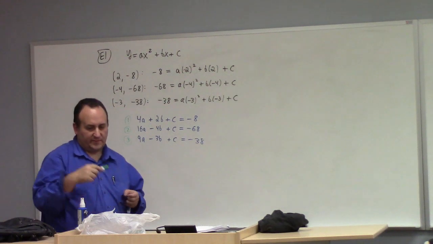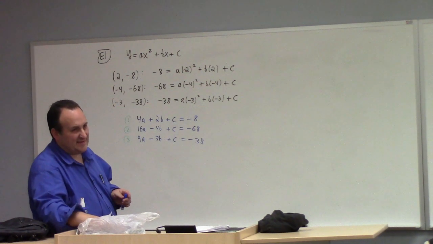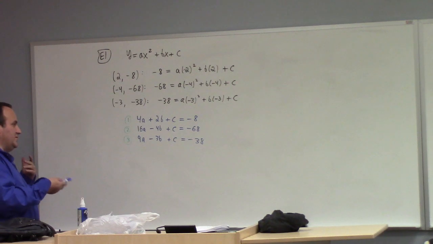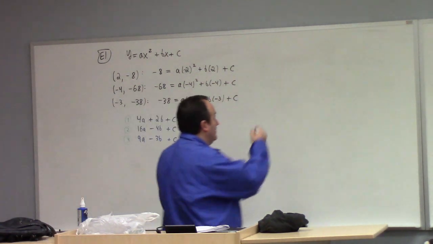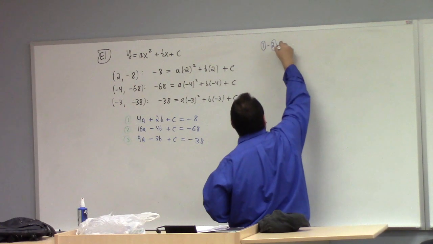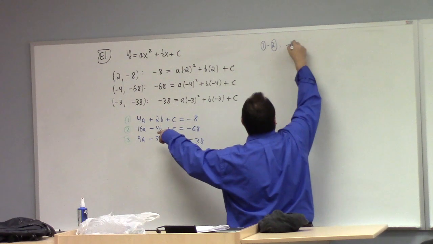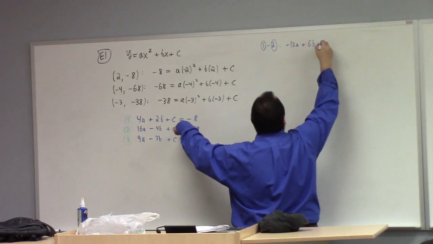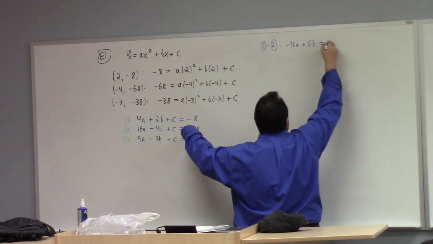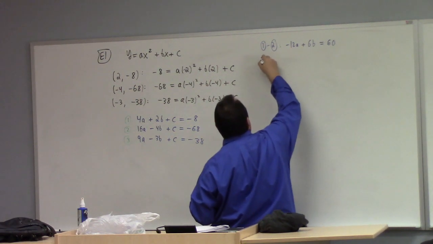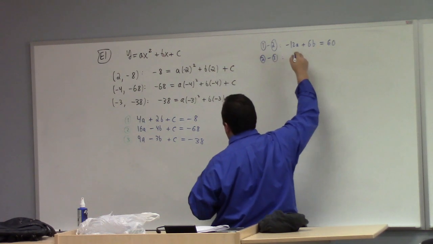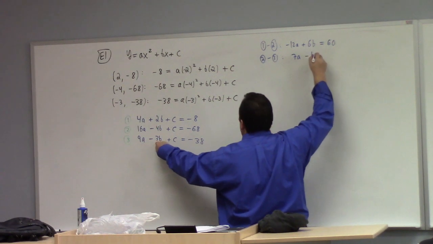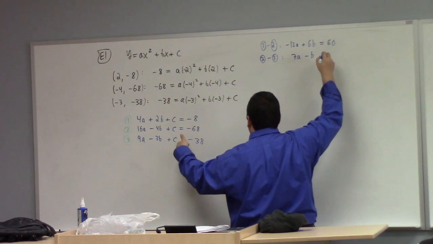Our goal is to eliminate a variable, right? So it's fairly obvious we want to eliminate c, because we can eliminate c from both by just subtracting 2 from 1 and 3 from 2. So equation 1 minus equation 2: 4 minus 16 is -12a, 2 minus (-4) is plus 6b. The c's cancel, and we get equals -8 plus 68, which is 60. Likewise, if we take equation 2 and subtract equation 3 from it, 16 minus 9 is 7a, -4 minus (-3) is -b, the c's cancel, we get -68 plus 38, which is -30.